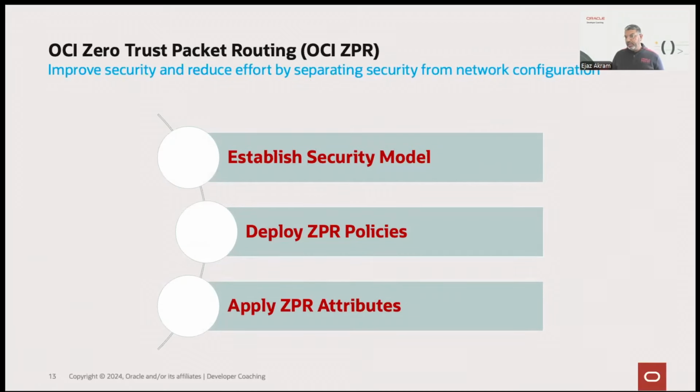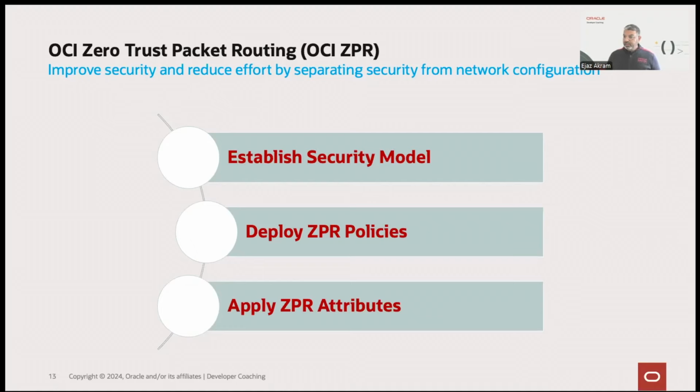Before we get into that, I just want to go through at a high level how you approach it, especially if you're already within OCI and very familiar with security lists, NSGs and so on. So, three simple steps. The first thing is to establish your security model, which is typically saying what, where, and how you want things to talk to each other. Again, going back to that zero trust architecture we saw. And then you just define your policies, basically.